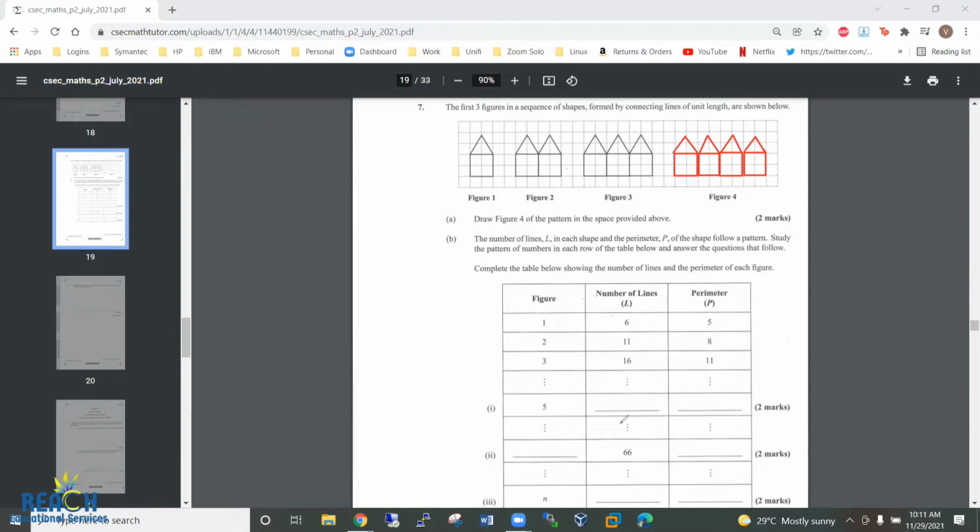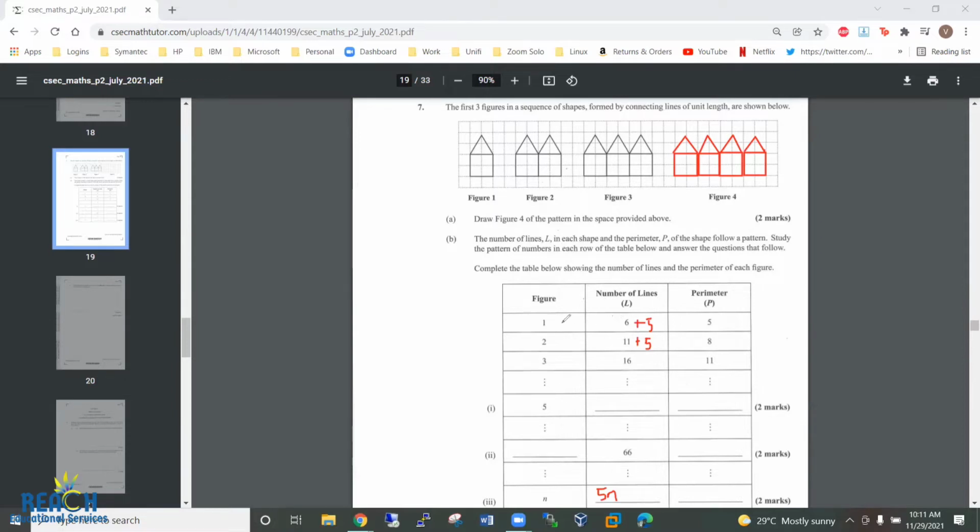We're doing an investigating patterns question, so there must be a pattern in all of this. We have figures in column 1, number of lines in column 2, and perimeter in column 3. If you look, you see a difference of 5. If I add 5 to 6, I get 11, and if I add 5 to 11, I get 16. So there is a pattern of a common difference of 5. We multiply it by n, where n is equal to 1, 2, 3, and so on.